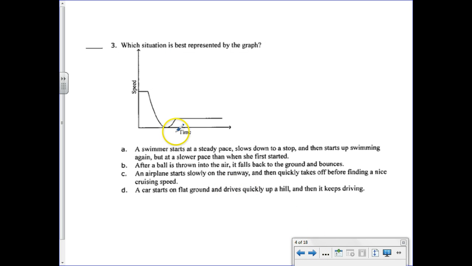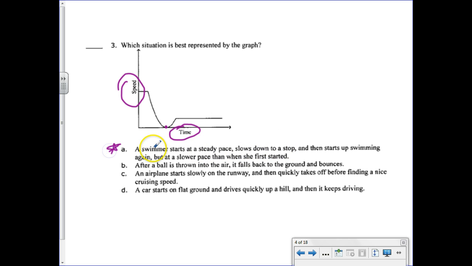Number 3. All right, which situation is best represented? So look at your two data points or your input quantifiers here. You have time versus speed. So I'm at a constant speed, then I slow way down until I have no speed at all. And then I come back up, and then I keep a constant speed for a longer section of time. So you have to read through these and decide which one fits. A swimmer starts at a steady pace, slows down to a stop, then starts swimming again, but at a slower pace than when she first started.